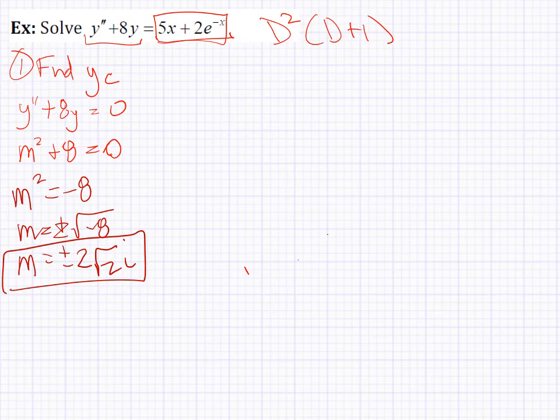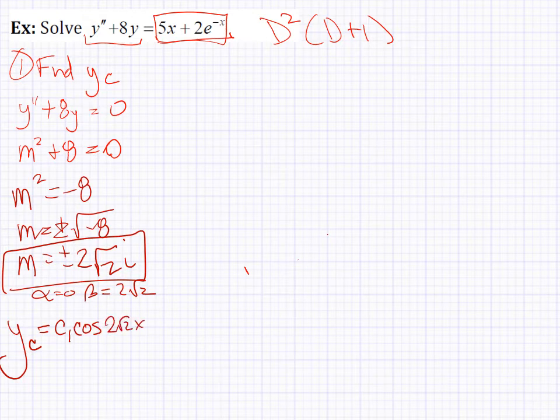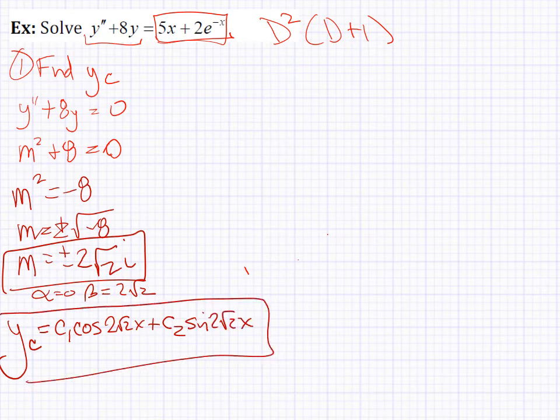All right, so that tells me now my solution for y sub c is two complex conjugates. In this case, alpha 0, beta is 2 root 2. So I'll get c1 cosine of 2 root 2x plus c2 sine 2 root 2x. So all that's my y sub c. All right, then we're going to go to y sub p.